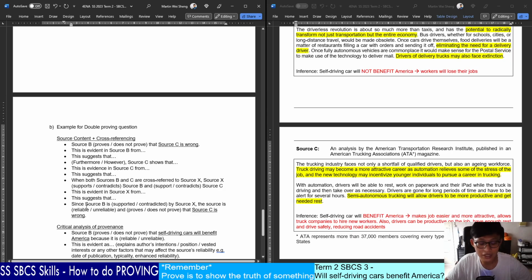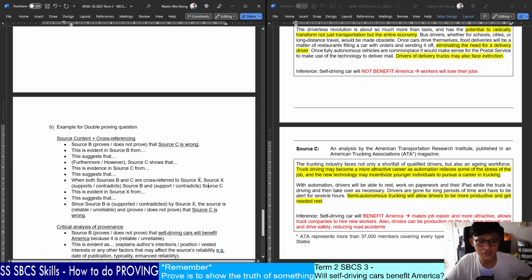Then next you have to do your cross-referencing also. So you say when both sources B and C are cross-referred to source X, this is your third source. Source X supports B and, let's say, contradicts C. Then therefore B is reliable and C is wrong. But if source X contradicts B and supports C, then B is unreliable and does not prove that C is wrong, because C is correct.